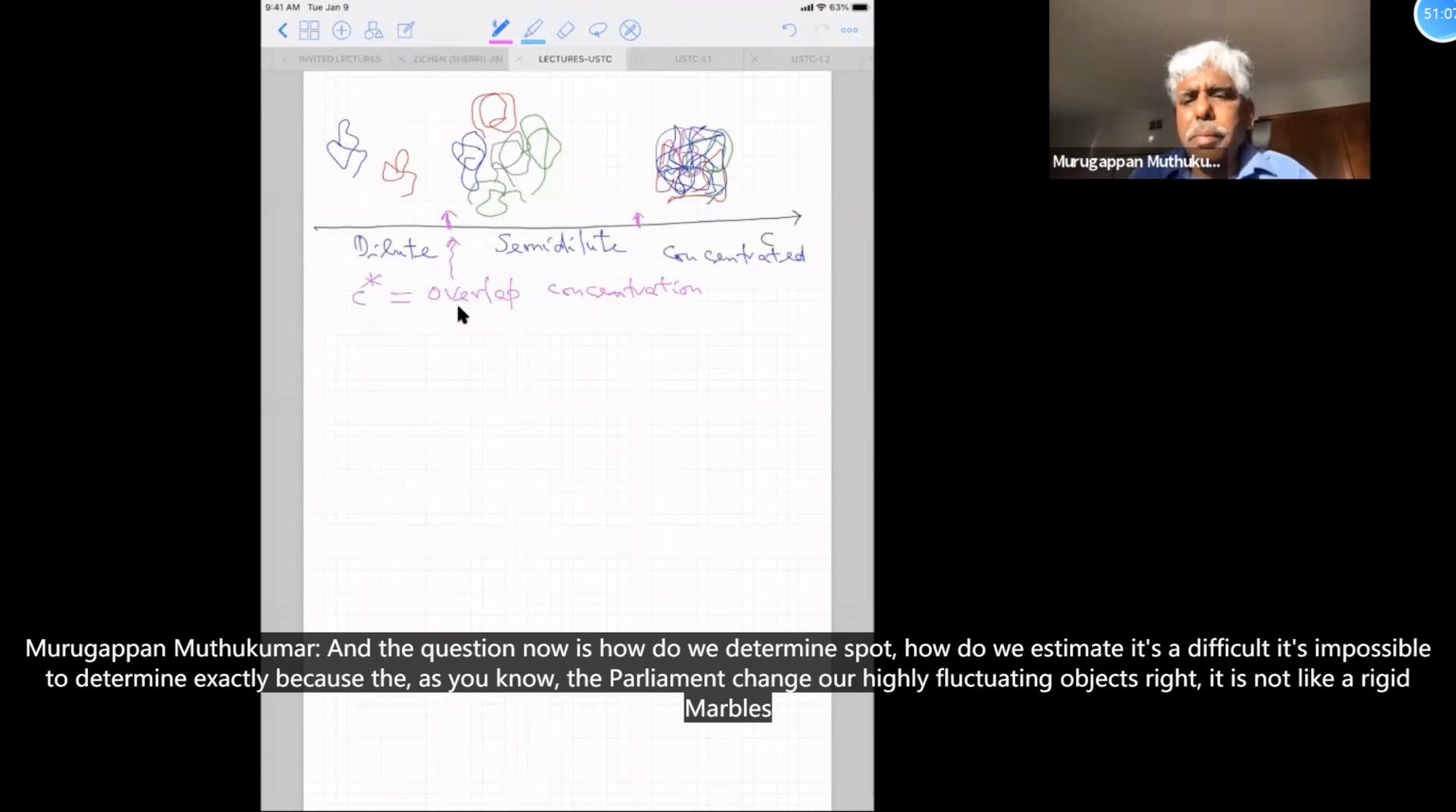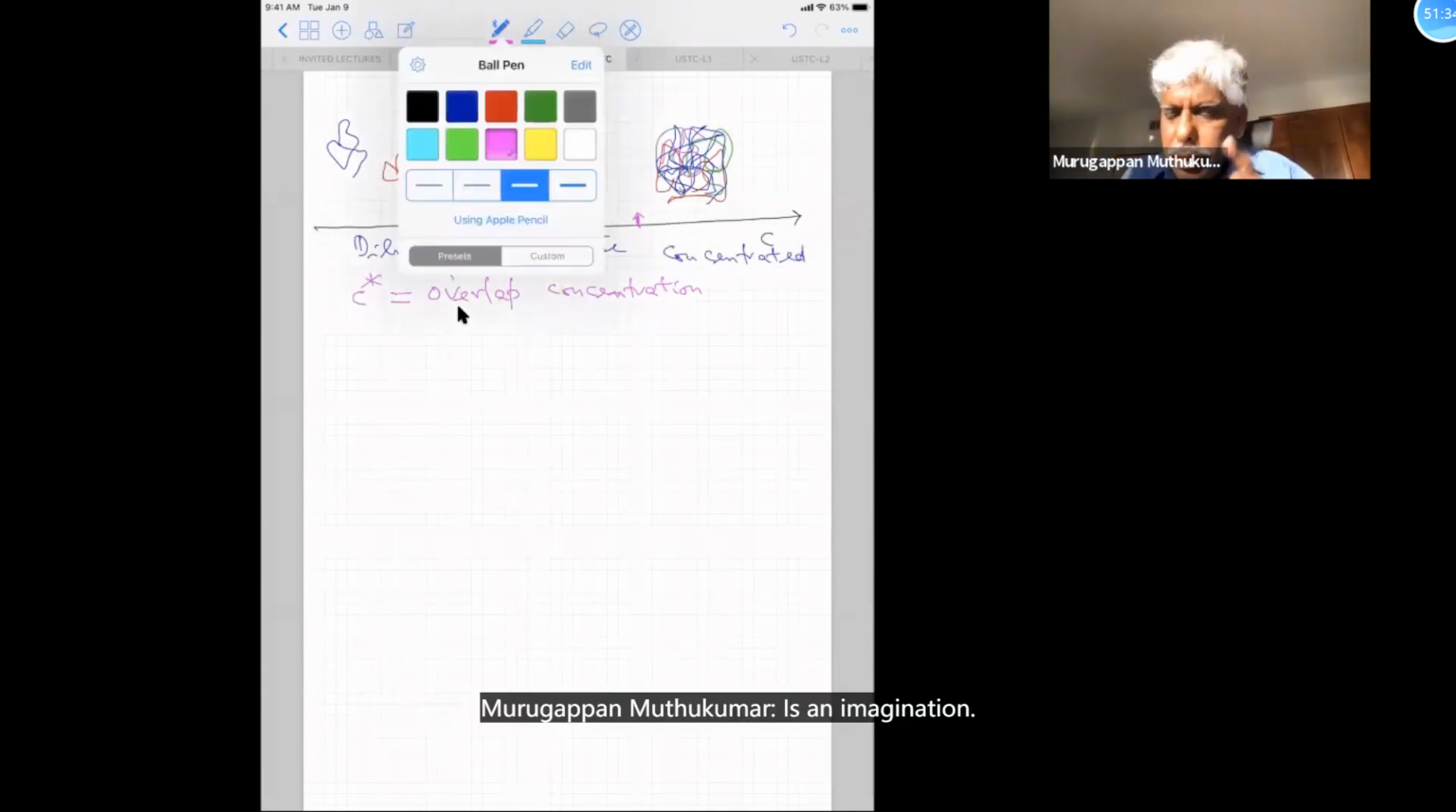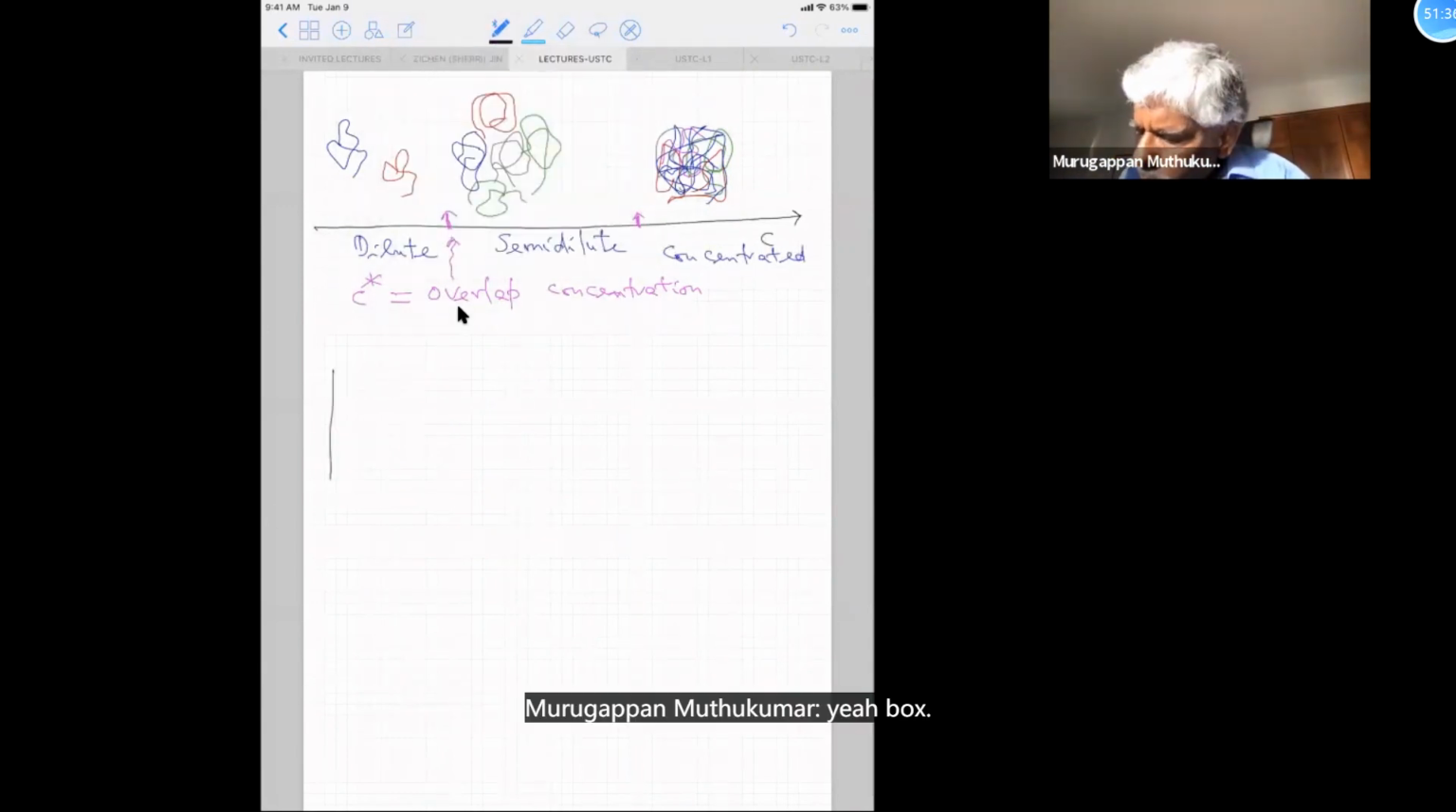How do we estimate it? It's impossible to determine exactly because the polymer chains are highly fluctuating objects. These are not like rigid marbles. Therefore, it's very difficult to precisely determine C star, but we can estimate it. The way we estimate the overlap concentration is the following. Let's imagine a box. Box means a volume.